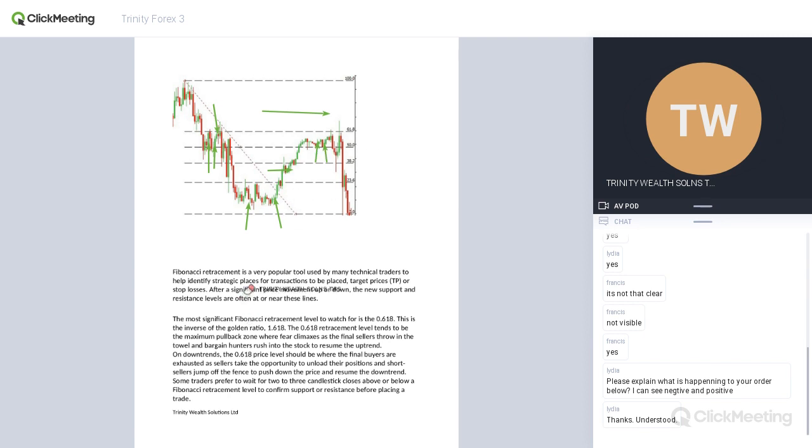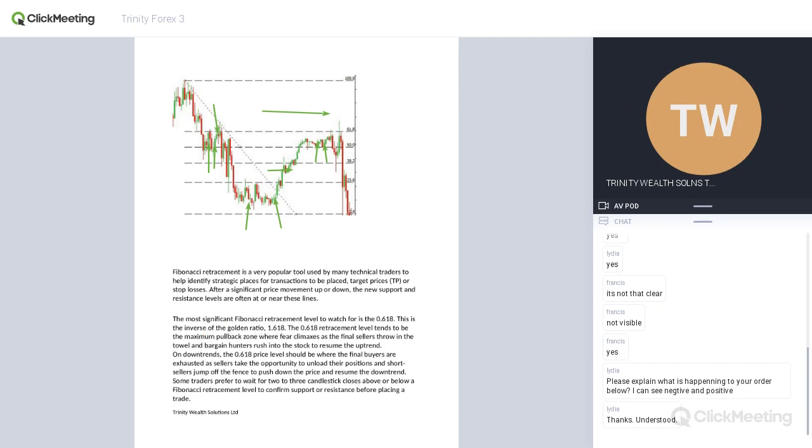So Fibonacci retracement is a very popular tool used by many technical traders to help identify strategic places for transactions to be placed. Target prices, that is the take profit, or stop losses, right? It also helps us to know where to place your stop loss and your take profit. After a significant price movement up or down, the new support and resistance levels are often at or near these lines. And we've actually seen that. This is a resistance, it is near 61.8. A support zone, it's near 51.8. So they somehow just get aligned once you draw it.